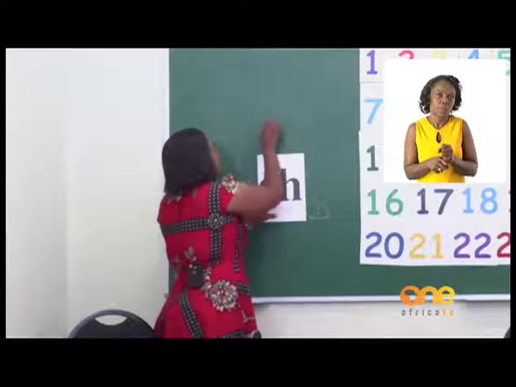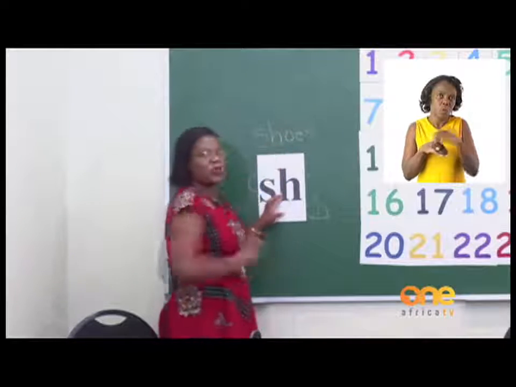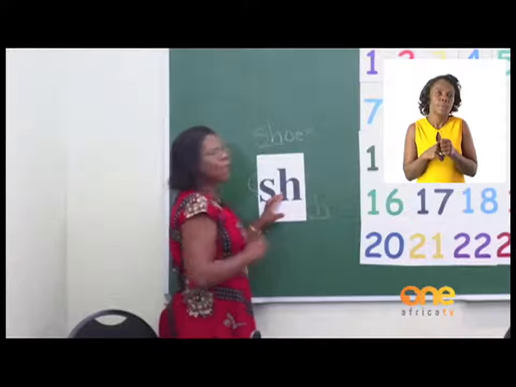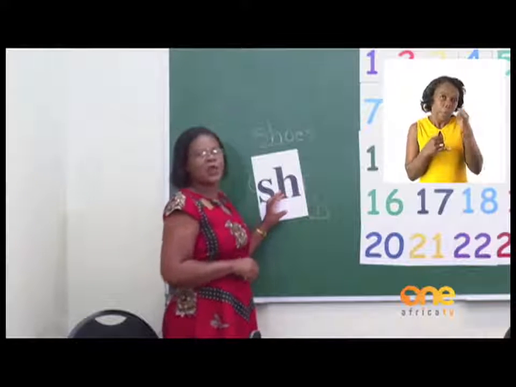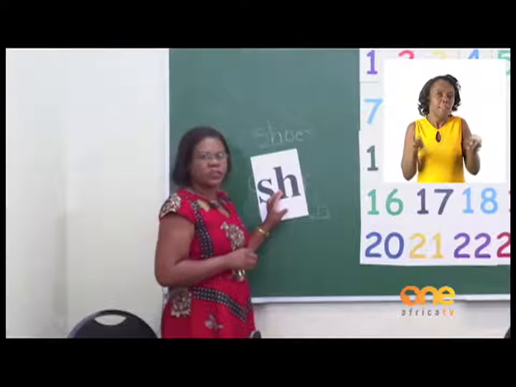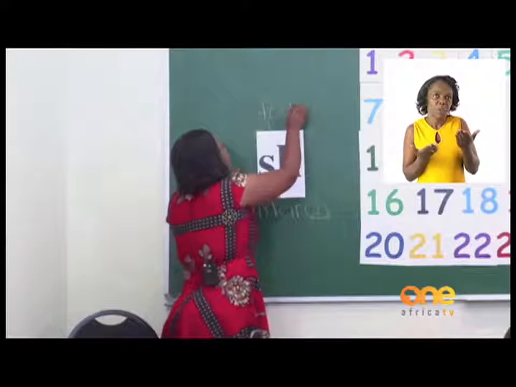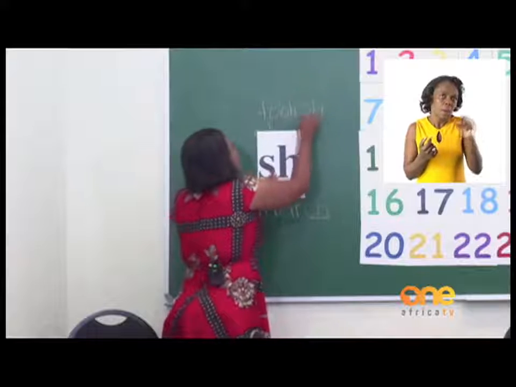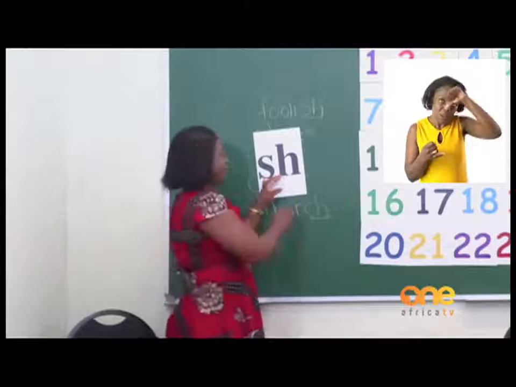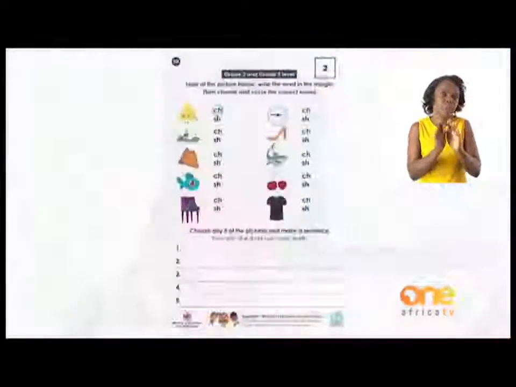You can say shoes. The shoes that you put on, it's an s and an h, it's a sh. It can also come at the end of a sentence or even in the middle. It's still a sh. Maybe I'm saying foolish. It's at the end of the word. It's still a sh.